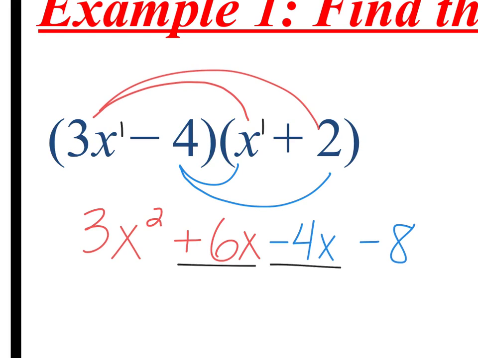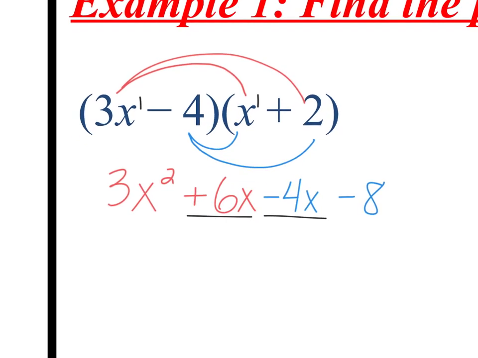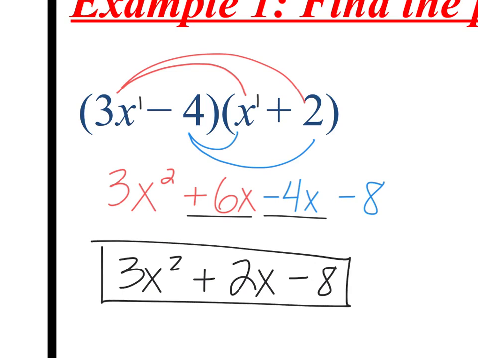Because you're in Algebra 1, you know when you see like terms and you can combine them, you should. 3x squared plus, add them up, to be 2x minus 8. That's it.